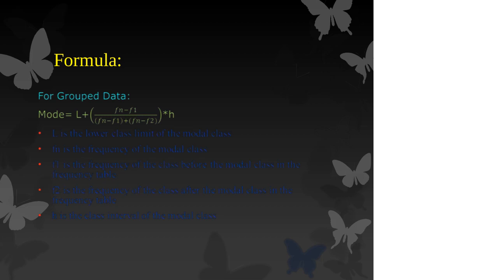So our mode is going to be given by, using the first formula, 69.5 plus, in brackets, 32 minus 20, and we multiply with 10, and we divide by 32 minus 20 plus 32 minus 25.